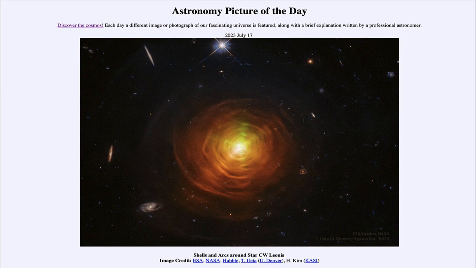So that was our picture of the day for July 17th of 2023. It was titled Shells and Arcs Around Star CW Leonis.